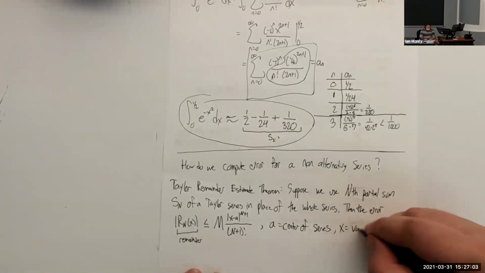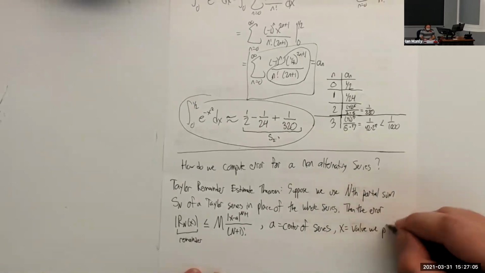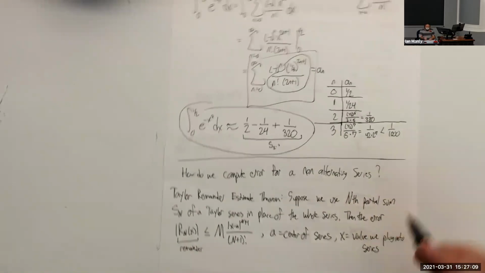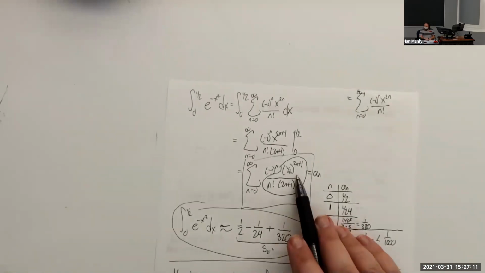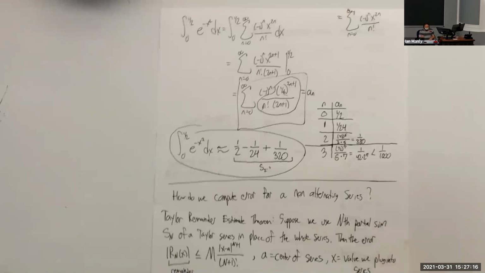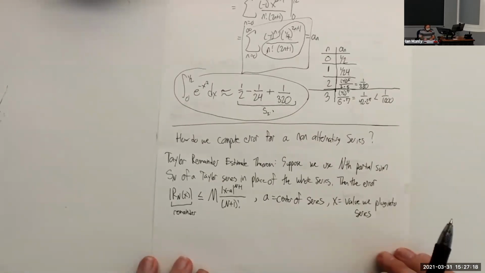X is the value we plug into the series. So for example, back here, our X would have been 1/2 for this one. So X would have been 1/2.